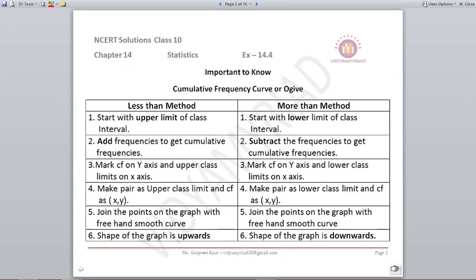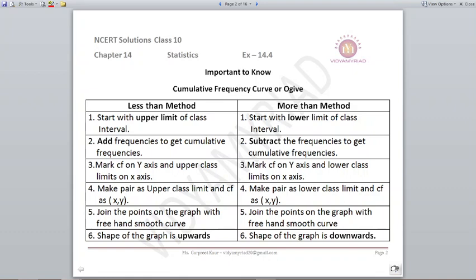Now before we begin with this exercise, there are certain things which you need to know. Here we are going to do the cumulative frequency curve, also called an ogive, and there are two methods to do this: the less than method and the more than method. So let us first discuss the less than method.